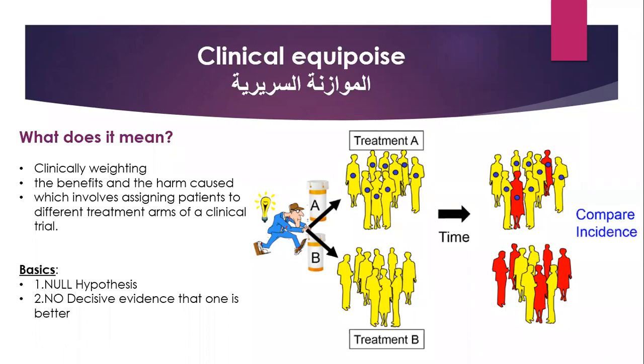And you can have a null hypothesis that there is no significant relation or difference between both treatments. And the second thing, you as a researcher, or whoever is doing the research, should have no decisive evidence in your mind that one is much better, highly significant, or superior to the other treatment. Therefore, that makes your research valid and you can proceed with it. Otherwise, your research is not valid and actually cannot proceed.